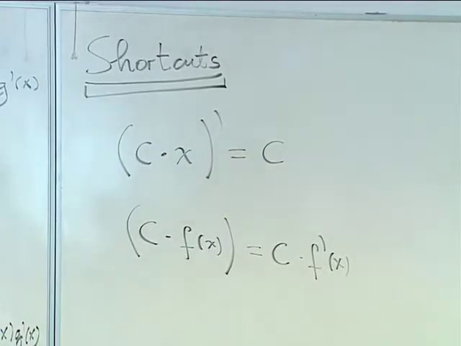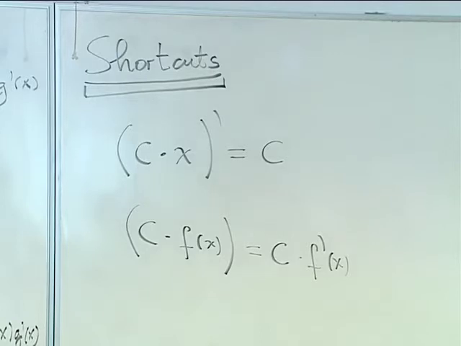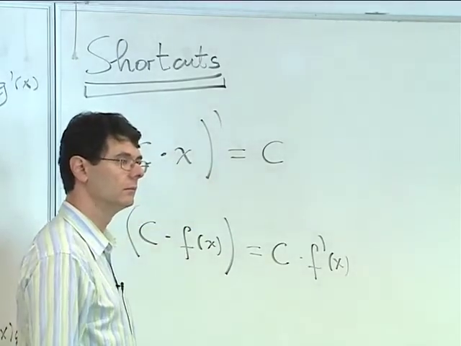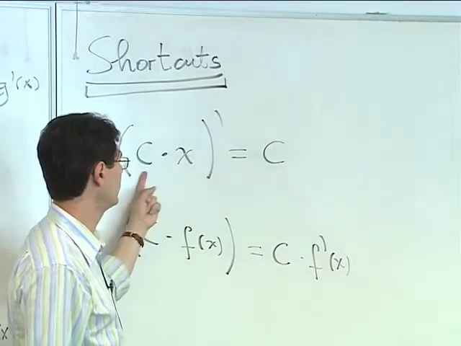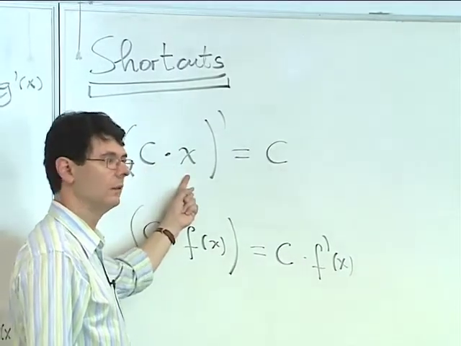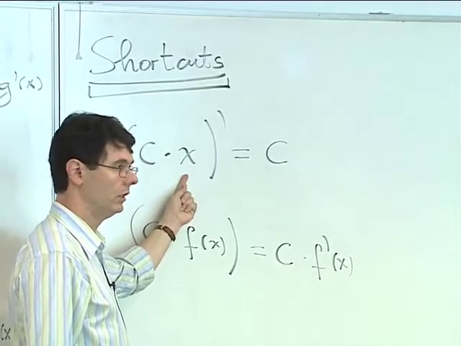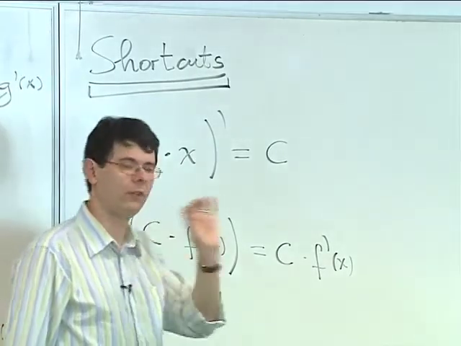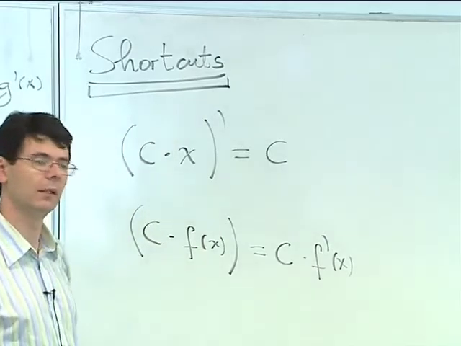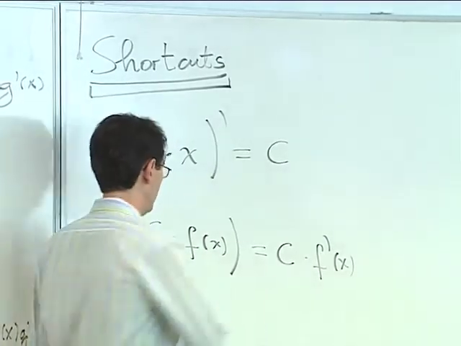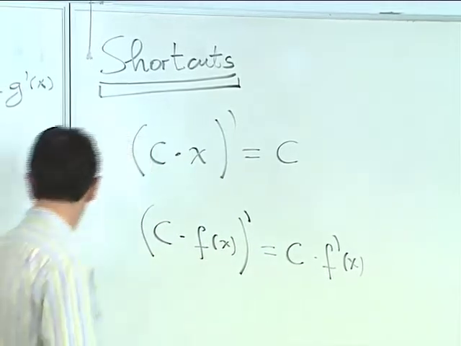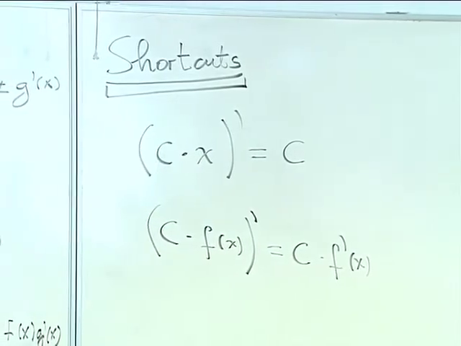If you're multiplying by a constant, you don't do anything to it. Now, in principle, you have to use the product rule. But the product rule, when one of the 2 guys is a constant, is especially easy. Let's take a look at the product rule when the g is a constant.